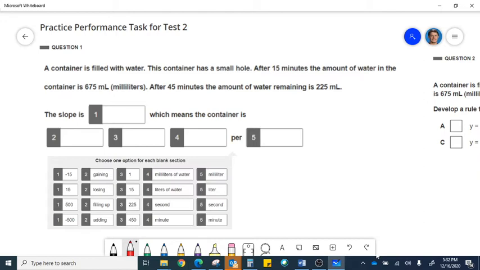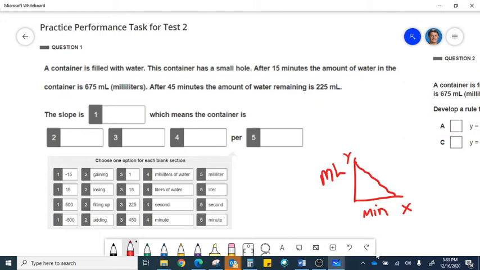So what I have to realize and understand is that we've got a situation where, let's say the minutes are here and the water level, the milliliters, are here. We're going to start off with quite a bit of water, and this hole in the container is going to start letting water out. It's a linear situation, and as time goes on, we're going to get to a point where we don't have any water left.